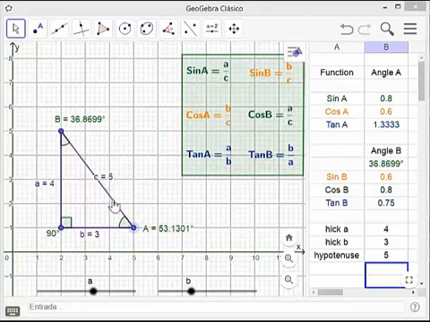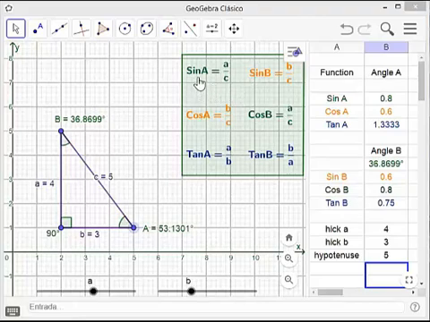Legs A and B, 4 and 3 units. The uppercase A angle equals 53.13 degrees. Let's observe the right side table where GeoGebra has made the calculations of the trigonometric functions. These calculations are based on the list of formulas shown just here.